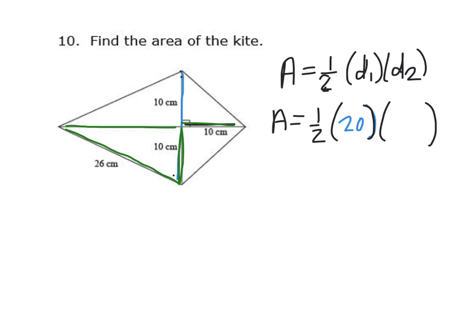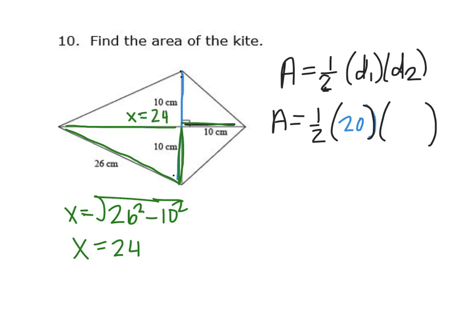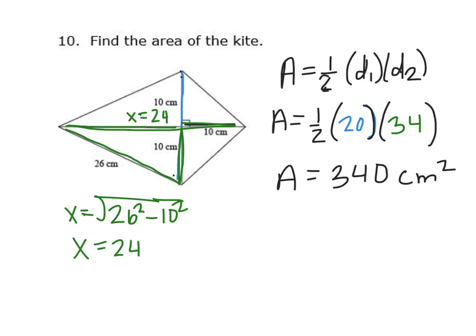Okay, so this value here, once again, it's going to be the hypotenuse squared minus the leg squared, and that comes out to 24. So the leg is 24, but I need the whole diagonal, so 24 plus 10 gives us 34. Then we go ahead and find the area. Half of 20 times 34 gives us 340. This would be centimeters squared.